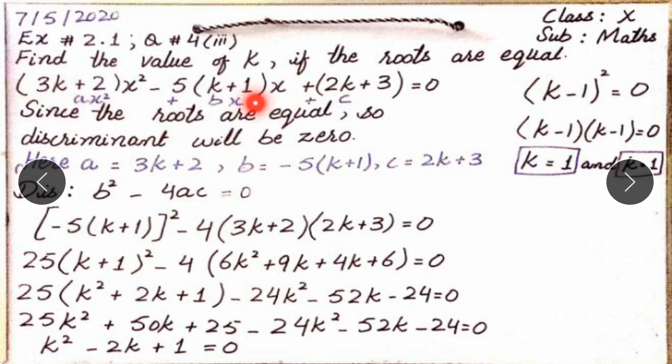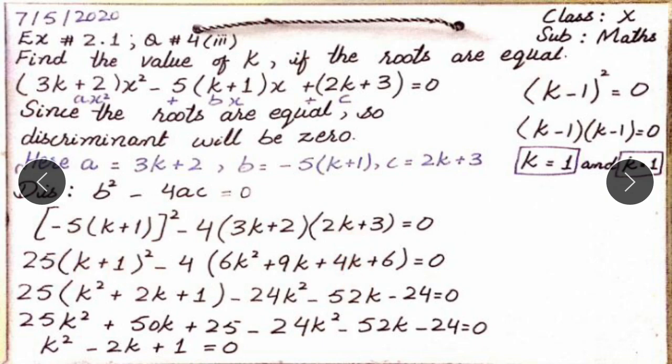This 5k plus 1 is the coefficient of b, and this 2k plus 3 is without any variable, so this is the constant term. We are putting the value here. This square will be above all this. Then 4ac, minus minus can be plus, 5 5s are 25, then (k plus 1) whole square is written. Then 3 2s are 6, 3 3s are 9, 2 2s are 4k, then 3 2s are 6.